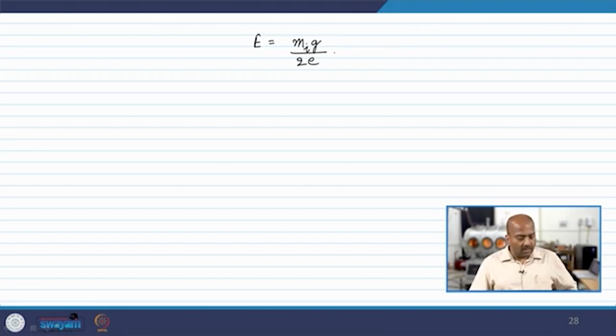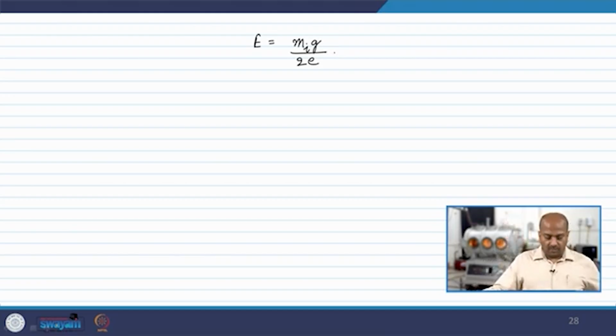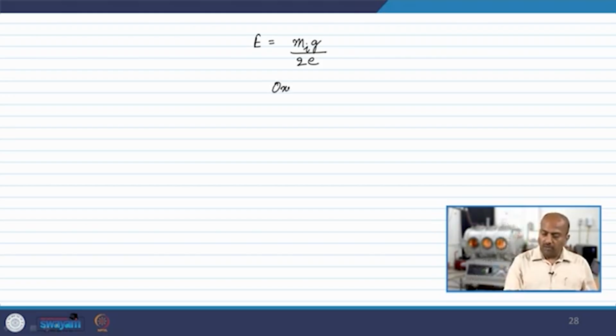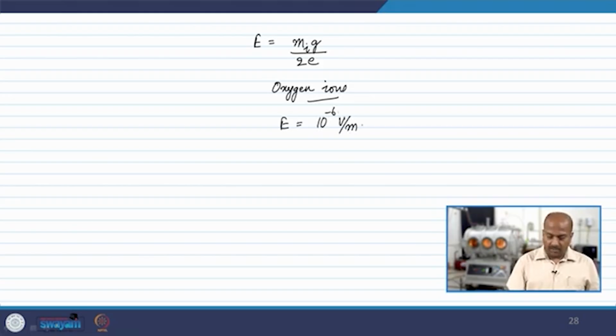If you take, for instance, the case of Earth's ionospheric plasma, where the majority positive charge carriers are oxygen ions, Mi being the mass of the ion and e the charge of the electron, and you put that mass into perspective, you will realize that the electric field I am talking about is approximately of the order of 10 to the power of minus 6 units. So, this is the amount of electric field which is decelerating the electrons.